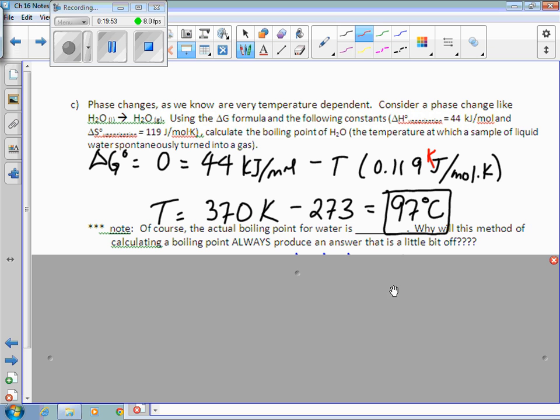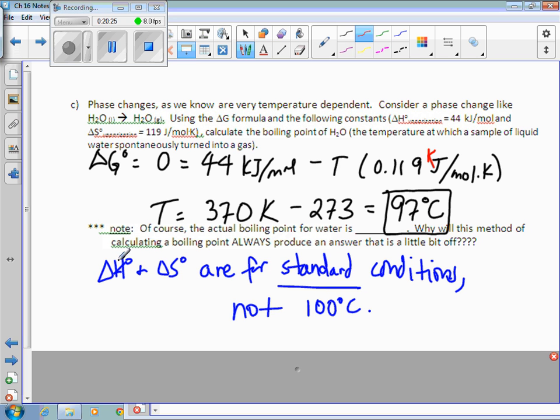Keep in mind that anytime you're using the delta G formula and using those numbers at the back of the book, or if you see that little circle right there, that means standard conditions. Standard conditions, by definition, are 1 atm and 25 degrees Celsius. So this is delta H at 25 degrees Celsius. This would be delta S at 25 degrees Celsius. Clearly, we're not at 25 degrees Celsius. We're at close to 100. So these values are an estimate. They do a pretty good job. They got us in the ballpark, but they're not perfect. Delta H with that little circle and delta S with that little circle are for standard conditions: 25 degrees Celsius, not 100.